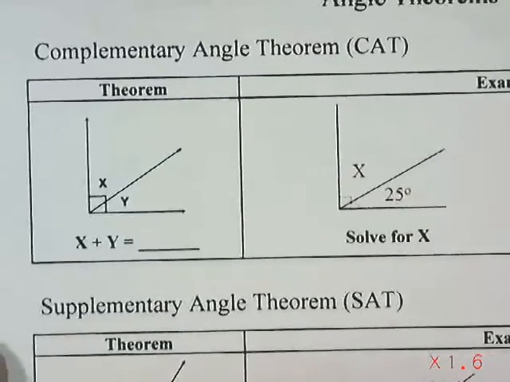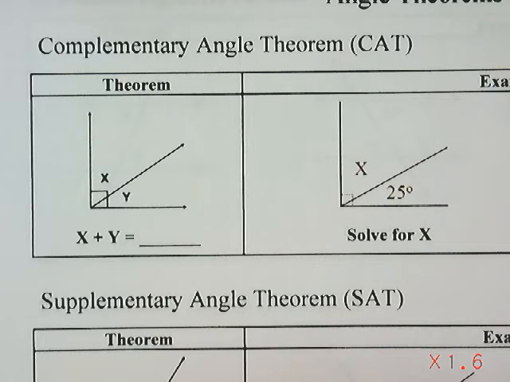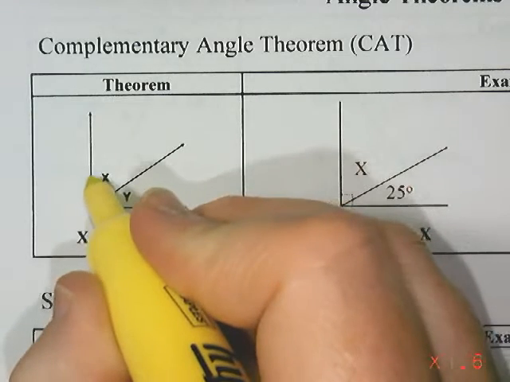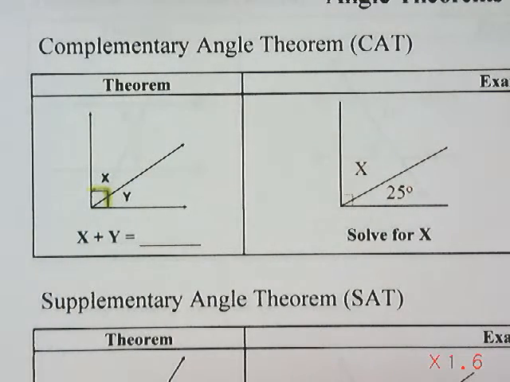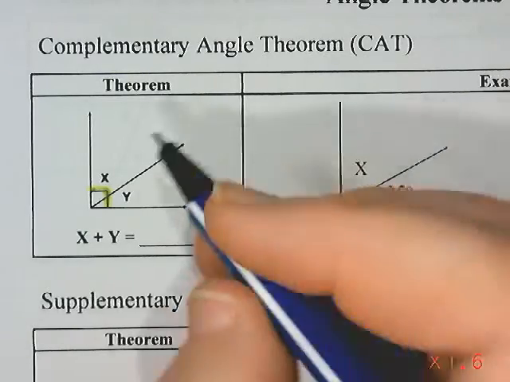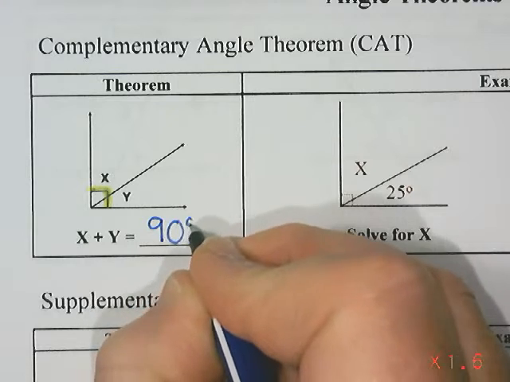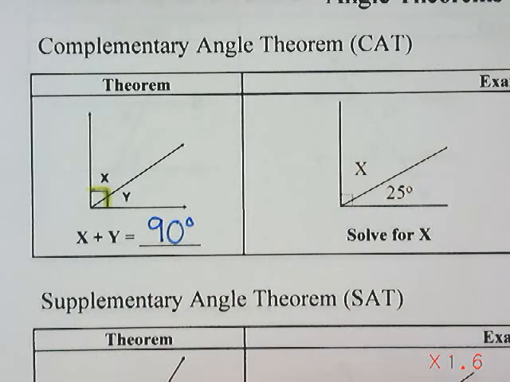So our first angle theorem is the complementary angle theorem. Complementary angles are not just angles that are nice and say nice things about each other. They are angles that add to 90 degrees. And I can spot that they're a pair of complementary angles because they should have that square in the corner that lets me know that they add to 90 degrees. So x plus y, these two angles add to 90 degrees. They make a right angle.